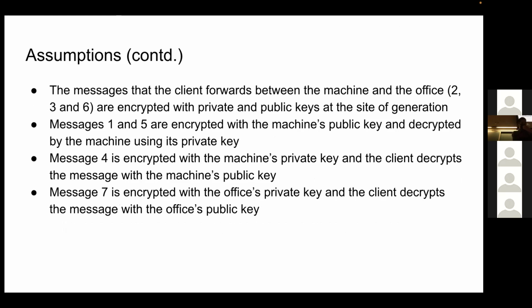Another assumption that we make is that messages 1 and 5 are encrypted with the machine's public key and decrypted by the machine using its private key. Message 4 is encrypted with the machine's private key and the client decrypts the message with the machine's public key. And the last assumption is that message 7 is encrypted with the office's private key and the client decrypts the message with the office's public key.